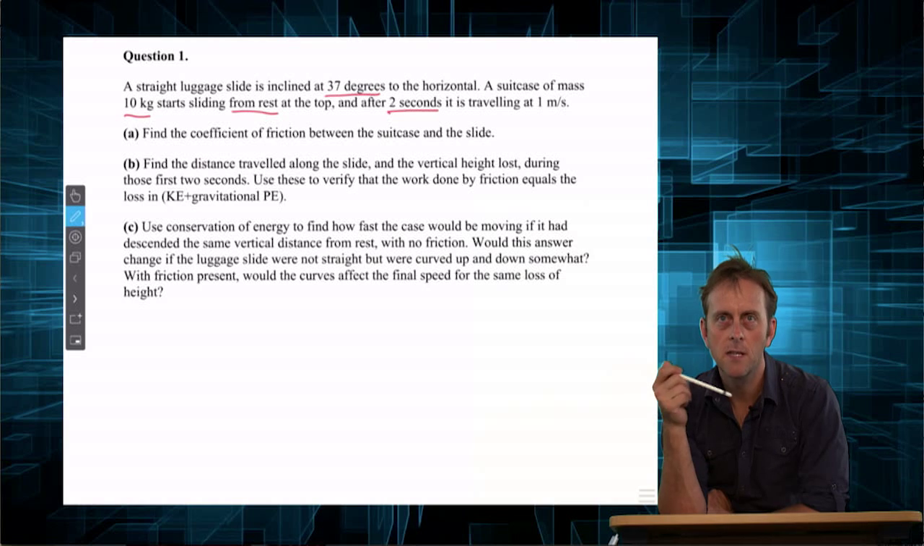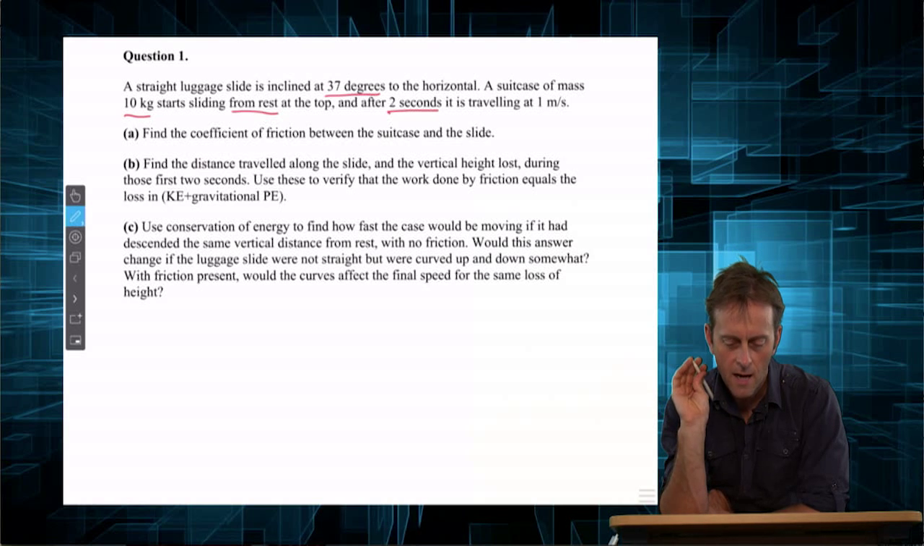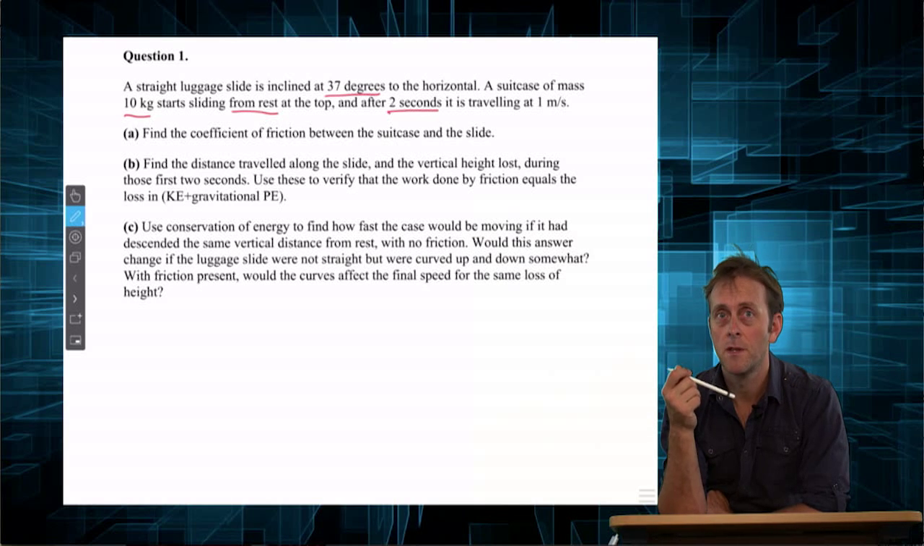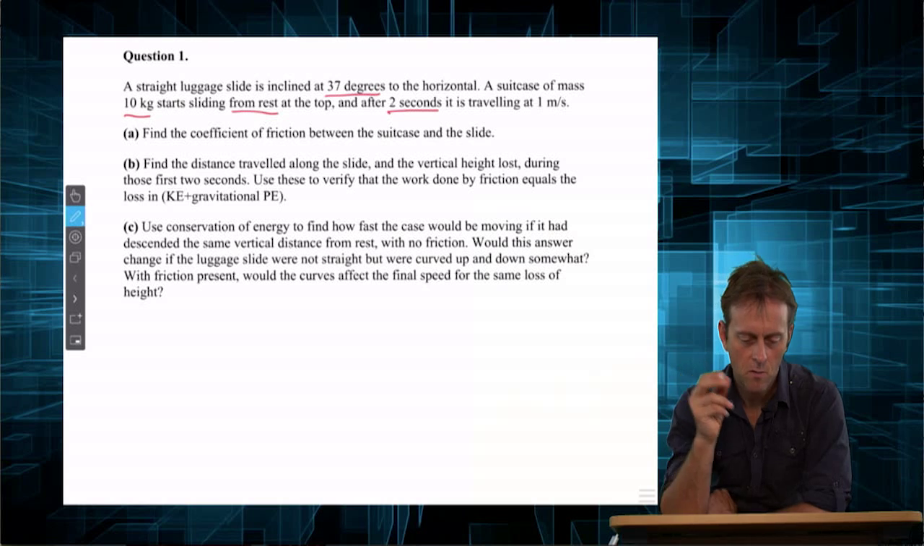Does that equal the energy loss in the kinetic energy plus the potential energy, the mechanical energy? And then we're going to use conservation of energy again to find out if we took the friction away, how much faster would this thing be travelling? And a couple of questions on conservative forces and non-conservative forces. Let's start with the first question A.